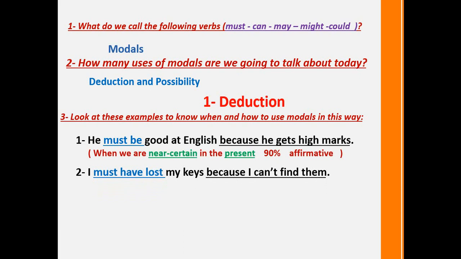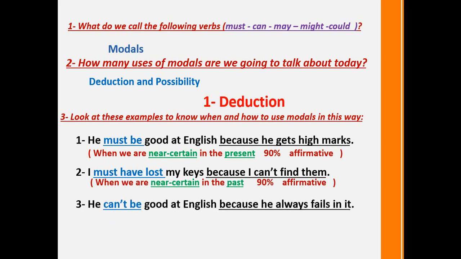The second example, I must have lost my keys because I can't find them. Here we have must have plus verb 3. This is in the past. And the second part is because I can't find them. I must have lost my keys. Why? Because I can't find them. Again, when we are near certain that something happened in the past, 90% affirmative, we use must have plus verb 3. We call it deduction, affirmative deduction in the past.